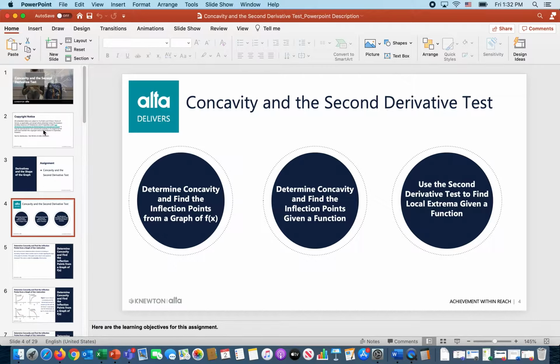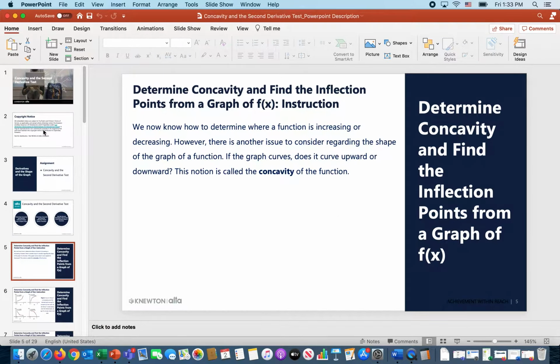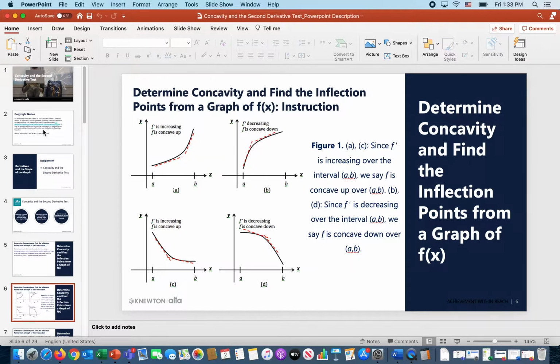In this first video, we're only going to be discussing concavity and how to tell if a function is concave up or concave down. We'll come back in the next video and talk about using the second derivative test to determine local extrema. There's a couple of slides that you might want to read through, but what I want to focus in on is this one here. So we have these shapes. There's four shapes that we're looking at.